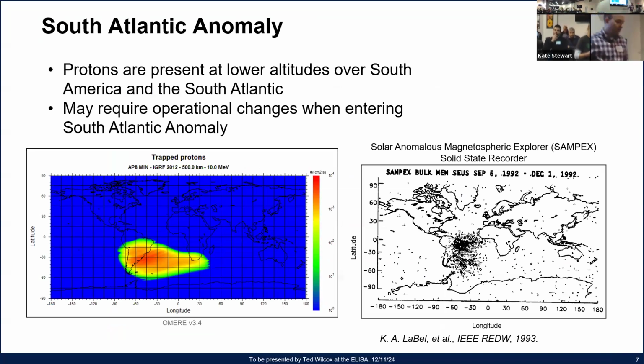I mentioned that the Earth's magnetic field is not a perfectly symmetric dipole. So we have something called the South Atlantic Anomaly, that some of you may have heard of.